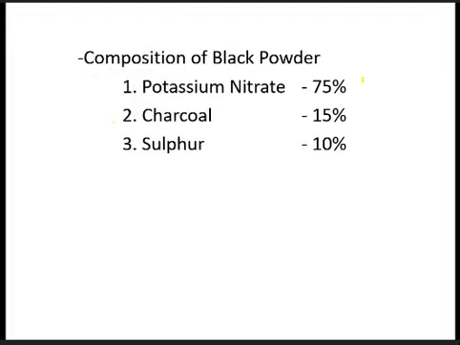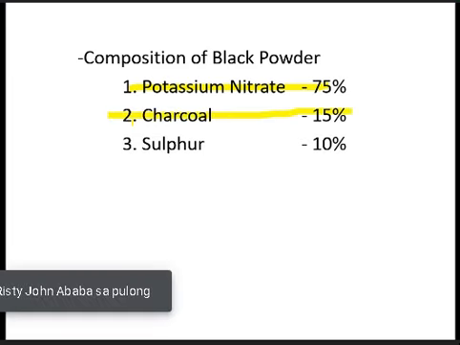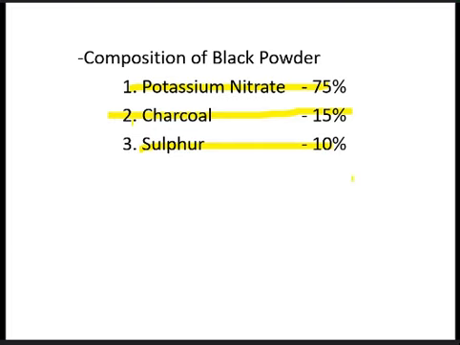And then, of course, this is the composition of black powder. We have potassium nitrate, and of course we also have charcoal. And then we have the sulfur, 10%, 15%, and we have the 75% to make it 100%. Okay? The composition of black powder.